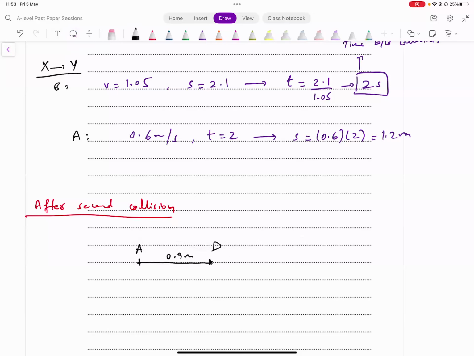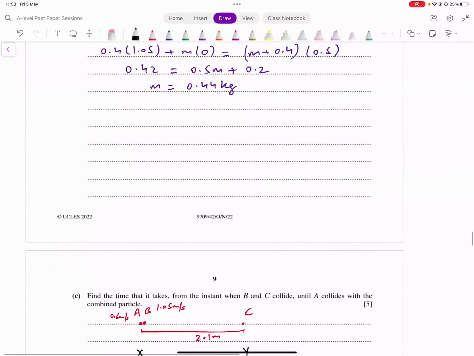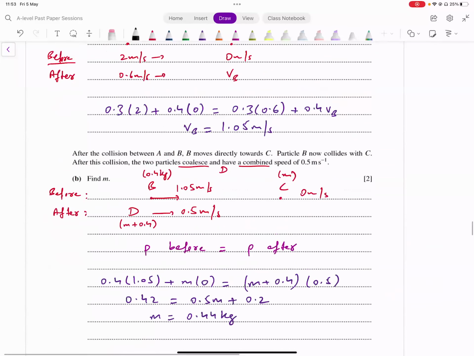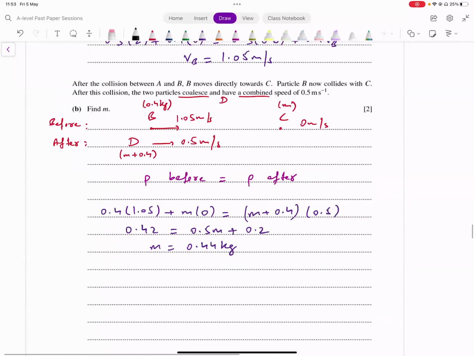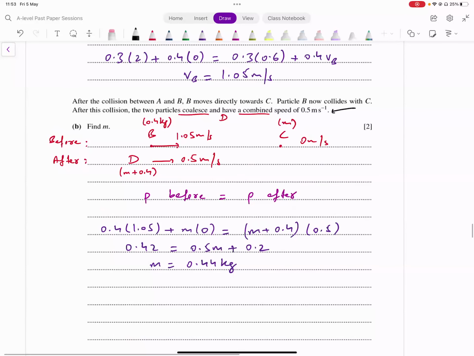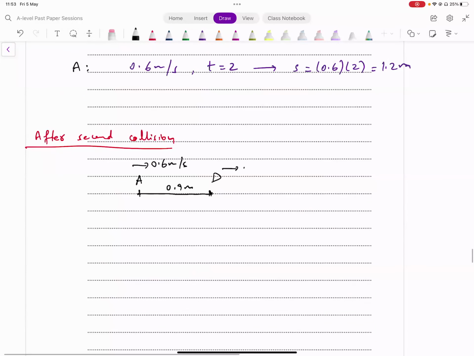A is moving to the right at what speed? 0.6 meters per second. What about D? D is moving at a speed of 0.5 meters per second. D is moving to the right at 0.5 meters per second.